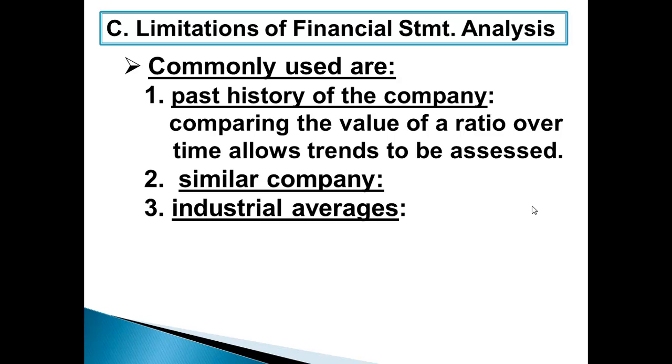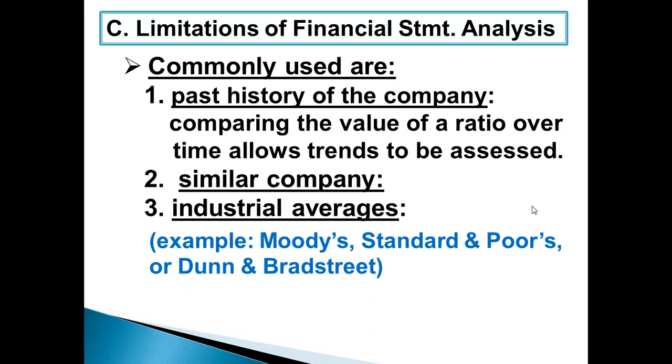So another very common thing that we do is make comparisons to industrial averages. And there are certain organizations that collect information for various companies over time, and they take this data and publish it. And some examples of this is Moody's, Standard & Poor's, or Dun & Bradstreet. So you could compare a current ratio of PepsiCo to the beverage industry, which would be an average for the larger companies in that industry.